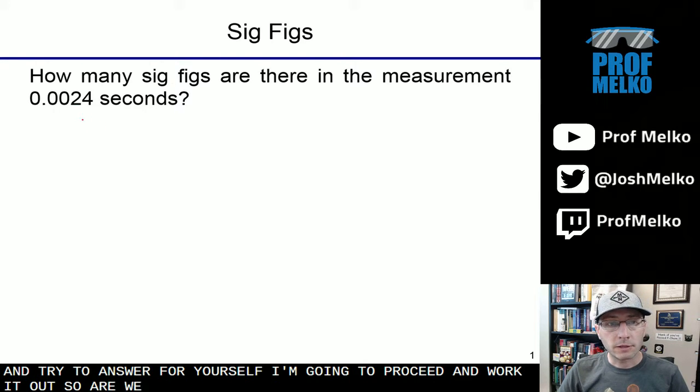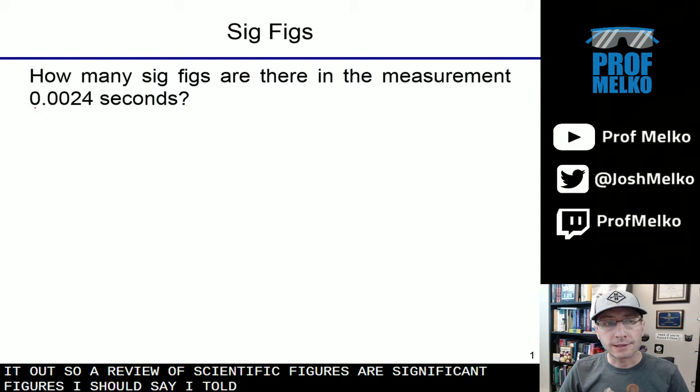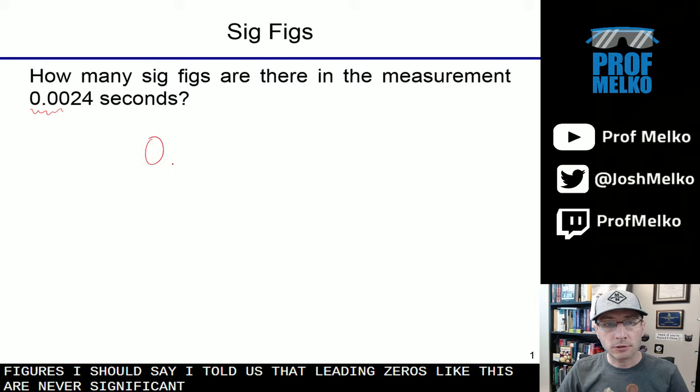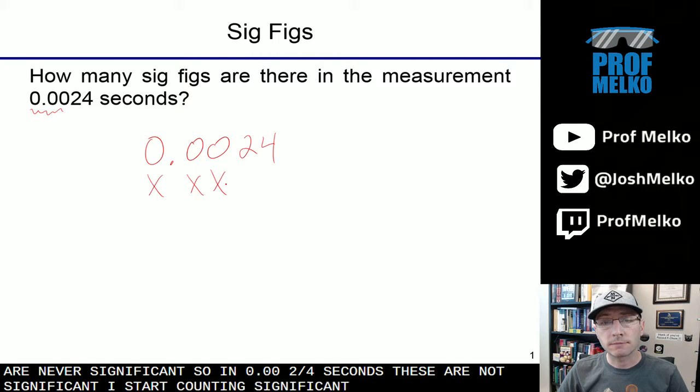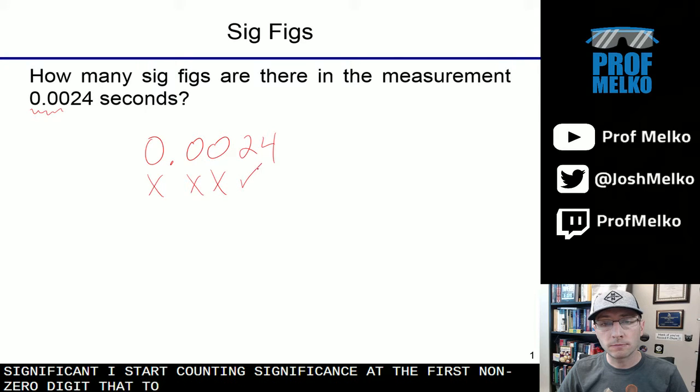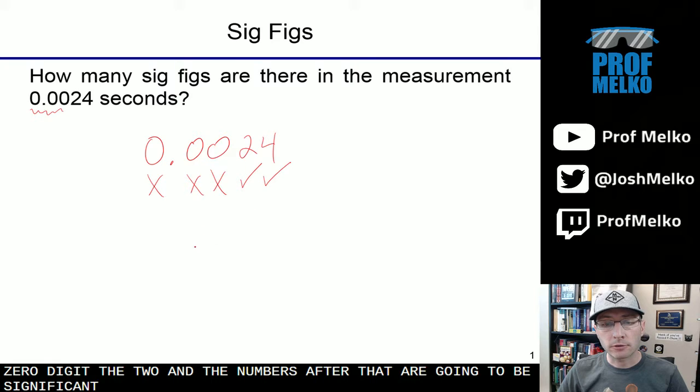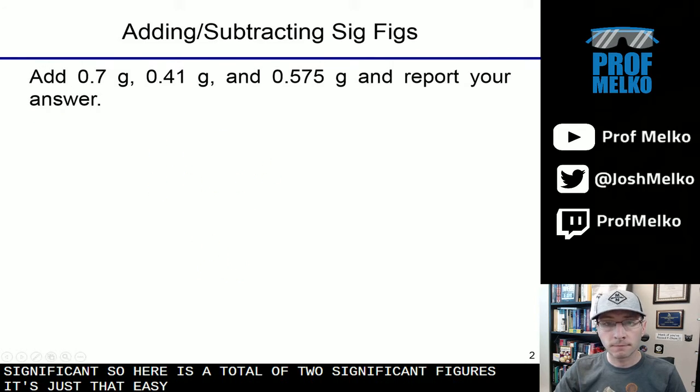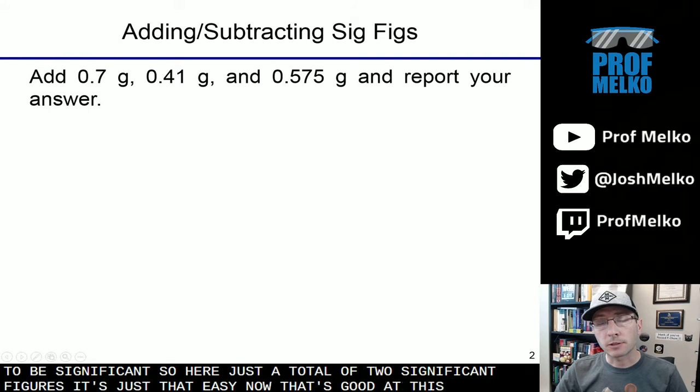Our review of significant figures told us that leading zeros like this are never significant. So in 0.0024 seconds, these zeros are not significant. I start counting significance at the first non-zero digit, the 2, and the numbers after that are significant. So here there's a total of 2 significant figures. It's just that easy. Now let's get into something a little more complicated.